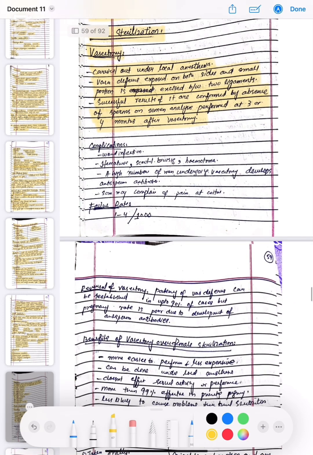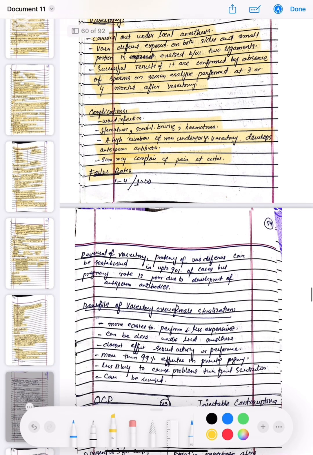The complications are wound infection, hematuria, scrotal bruising, and a high number of men undergoing vasectomy develop anti-sperm antibodies, and some may complain of pain at coitus. The failure rate is 1 to 4 out of 1000.